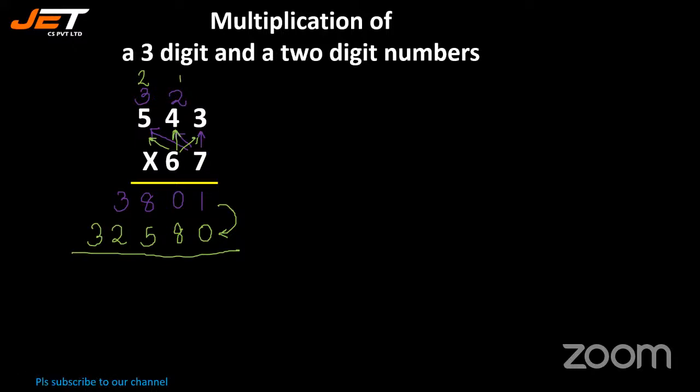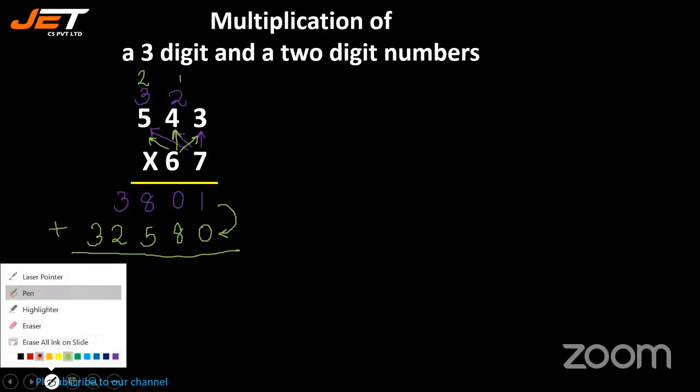Okay, wait. 6 times 3 is 18. 1 here, 8 here. 6 times 4 is 24. Plus 1, 25. 2 here, 5 here. 6 times 5 is 30. Plus 2, 32. Now we are going to add all of these numbers.